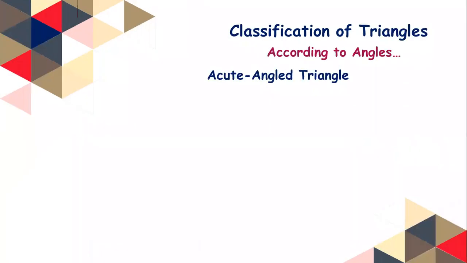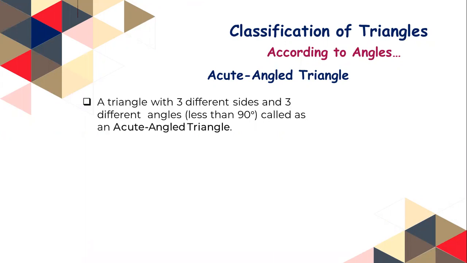Here is another type of triangle, the acute angle triangle, which is classified according to angles. If you see a triangle with three different sides and three different angles, all less than 90 degrees, it is called an acute angle triangle. So if you see, all sides are different in measurement and all angles are different in measurement, but less than 90 degrees.